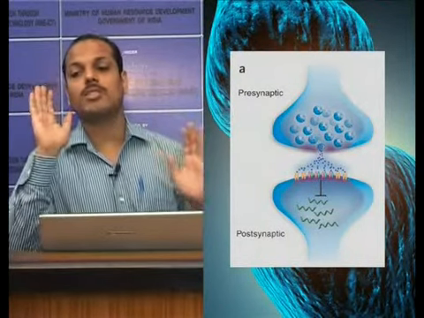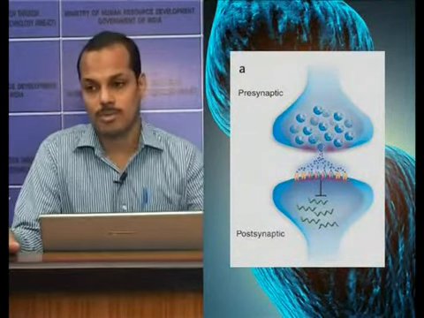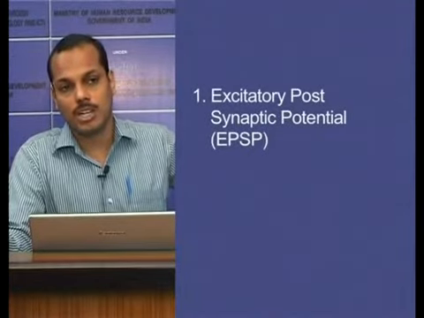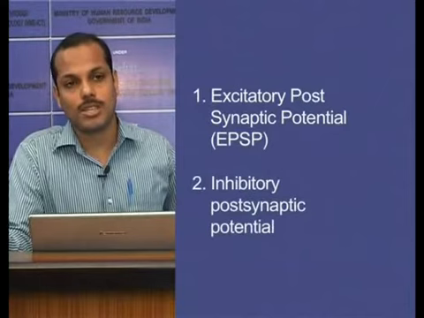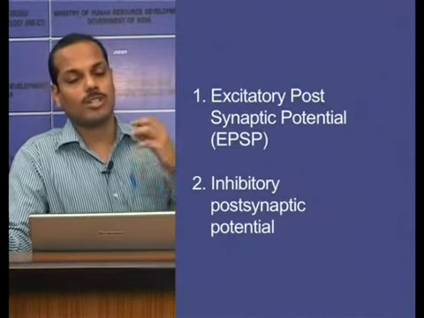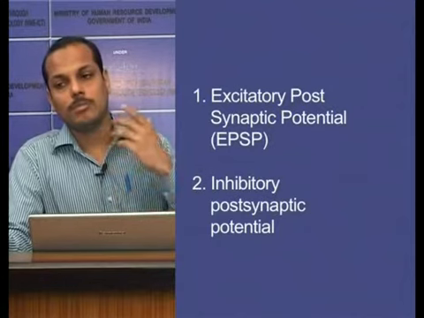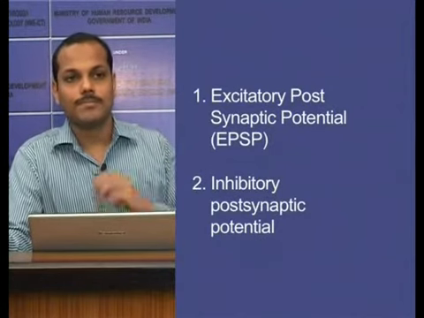Now, there may be two types of synaptic potential. Once the chemical transmitter acetylcholine is released and the receptors are activated, there will be production of a synaptic potential. The first one is an excitatory postsynaptic potential, and the second one is an inhibitory postsynaptic potential. So, a synaptic potential is created. It may be excitatory or inhibitory.